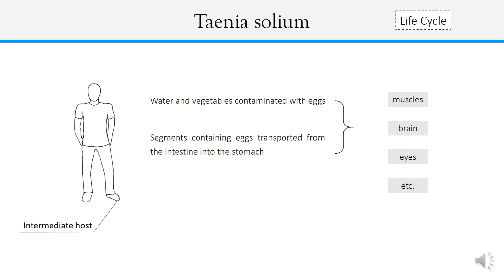patient. So unfortunately, when a human is infected with Taenia solium, initially as a definitive host, this may lead to further worsening of the situation. If some of the segments of this parasite are transported into the stomach, eggs will be released, and then eggs will give rise to oncospheres that will go through the blood circulation to different locations of the body, like muscles, brain, eyes, and so on. And in this case, a patient can be simultaneously intermediate host and definitive host.